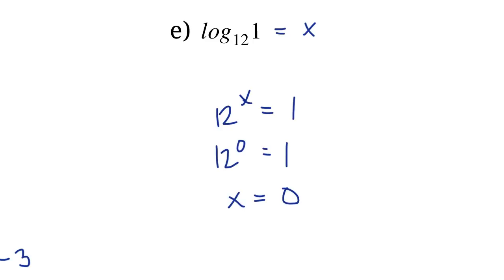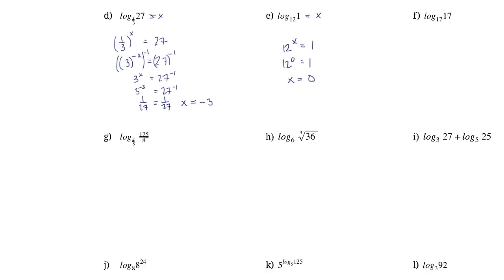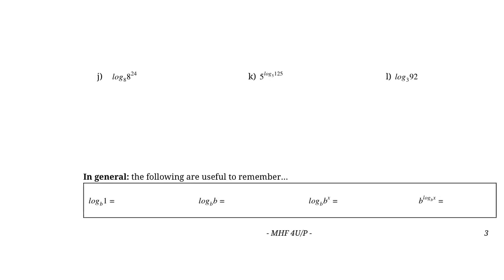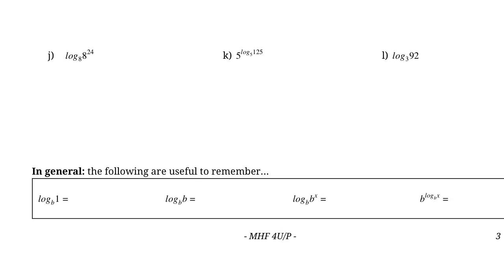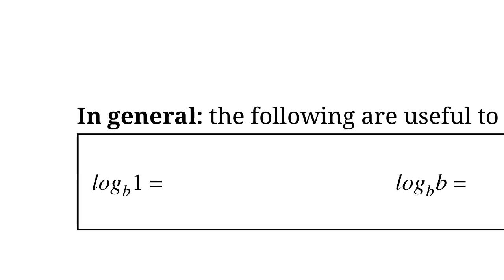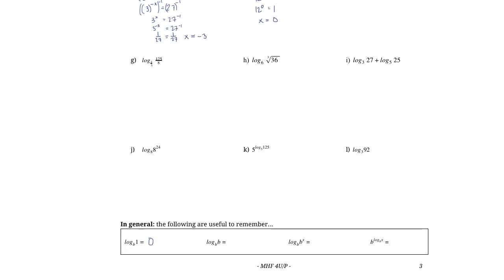And that's actually, if we skip down to the bottom of the page, one of our rules down here, a general rule. Remembering these rules can be really helpful to make problems a lot quicker to solve. So the first one here, log base b of 1. Basically it's saying b to the power of what gives us 1. So the answer to this, no matter what the base is, is 0. That's a quick little shortcut that you can remember. Let's go on to the next question now.